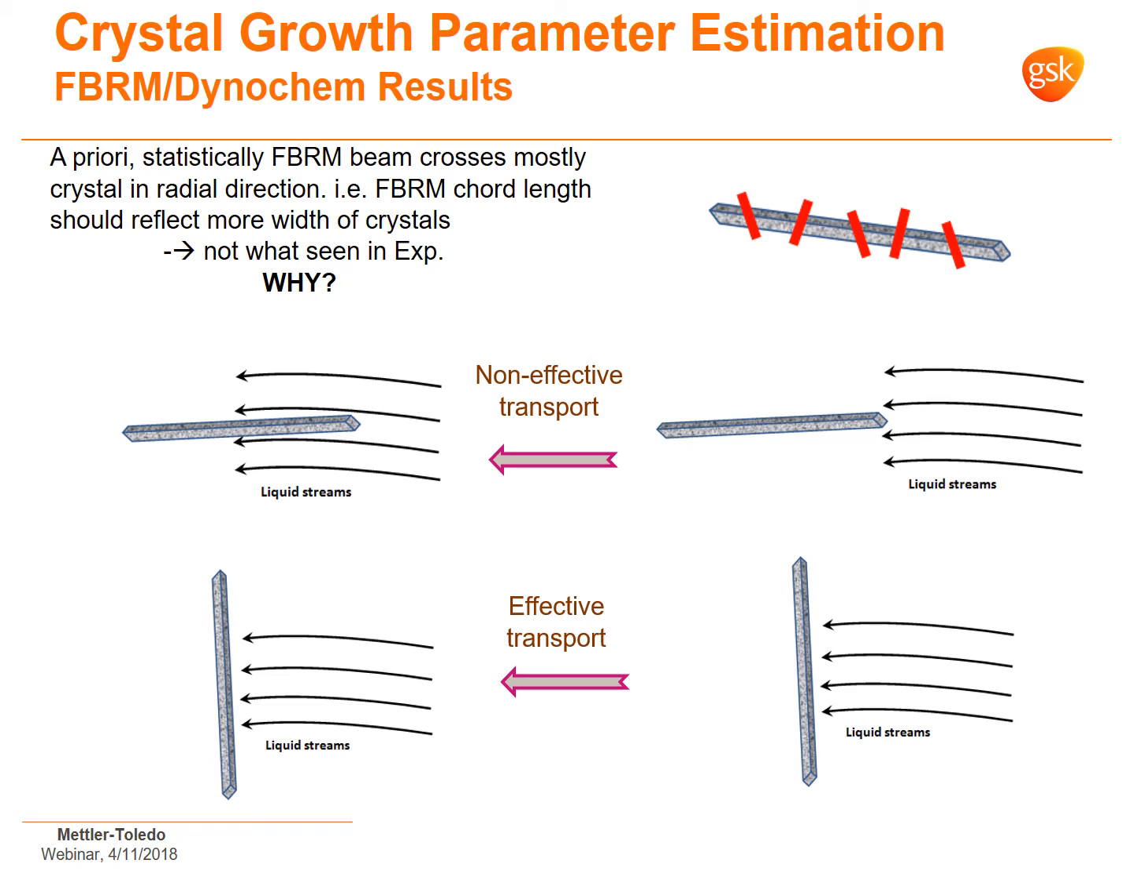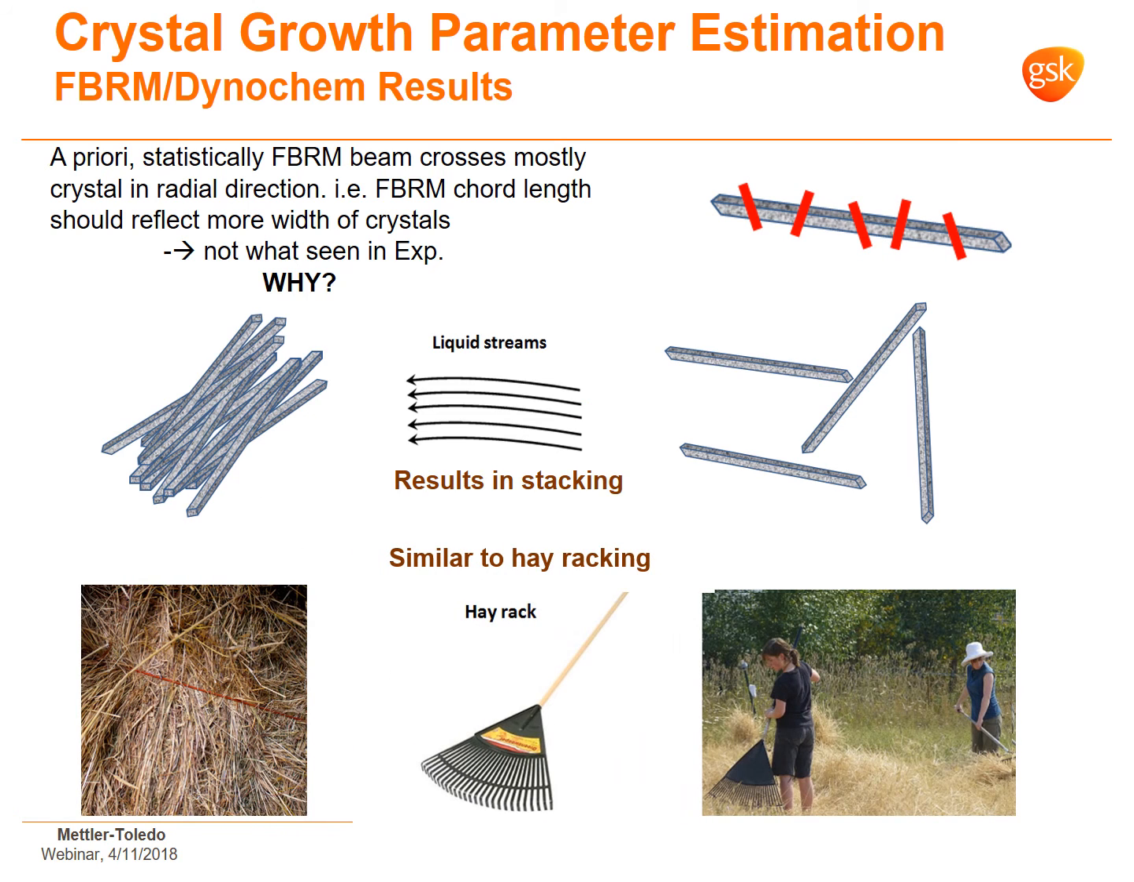So if you have needles and you have liquid streams going, if the stream is going in a radial direction, or an axial direction, I'm sorry, what we call a non-effective transport, meaning that the streams will go on the side of the needle and they don't push it. However, if the stream is going in the radial direction in this way, then transport is effective. So what is the result of this? The result is what we call stacking. And essentially, because the needles are pushed mostly in this direction, they will end up being stacked like that.